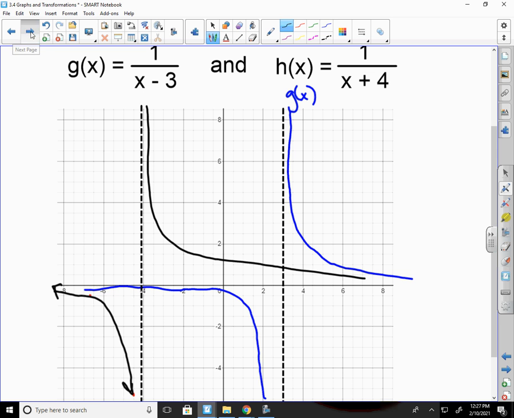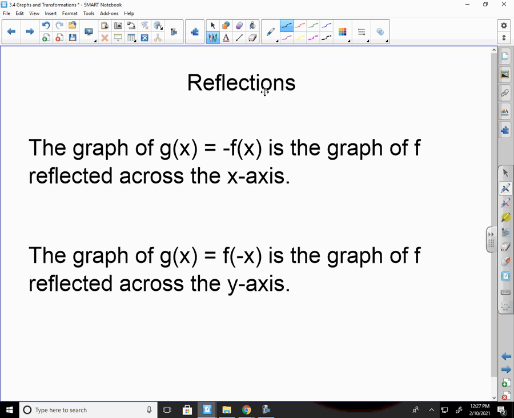And that takes us to our next one, which is a reflection. The reflection says the graph of g of x equals negative f of x. It's the graph of f reflected across the x-axis. And the graph of g of x equals f of negative x is the graph reflected across the y-axis.